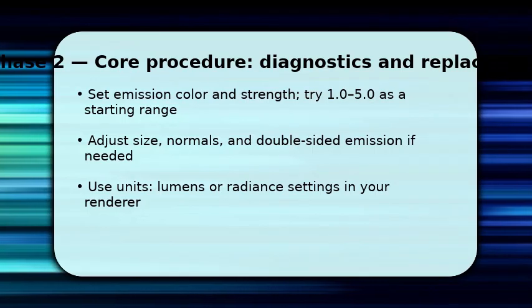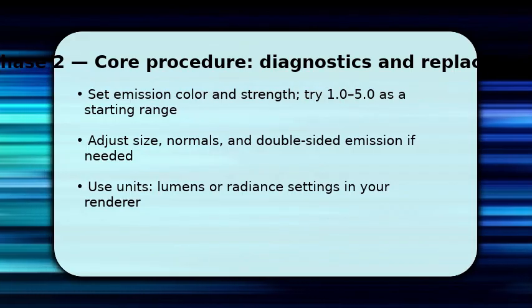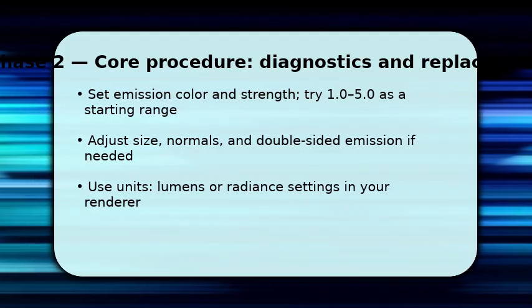Make sure normals face outward and enable double-sided emission if the light needs to shine both ways. Also switch units to lumens or radiance if available, because that gives physically meaningful control for later exposure adjustments.